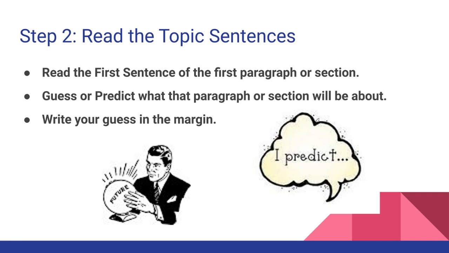After you pre-read and look up the author and do background research, the next step is to read the first sentence of the first paragraph. Then, in the margin, guess or predict what the paragraph or section will be about. Then write your guess in the margin. Now, for online reading, that might prove difficult because you might not always have a physical text in front of you. Although that is preferable, it is actually better to read a physical text and write in the margins as you read than it is to read something on a screen.